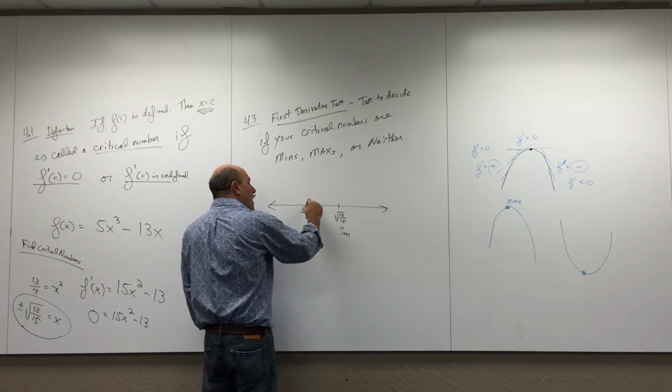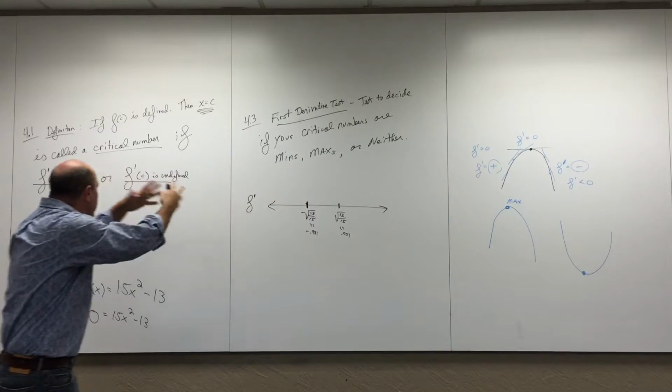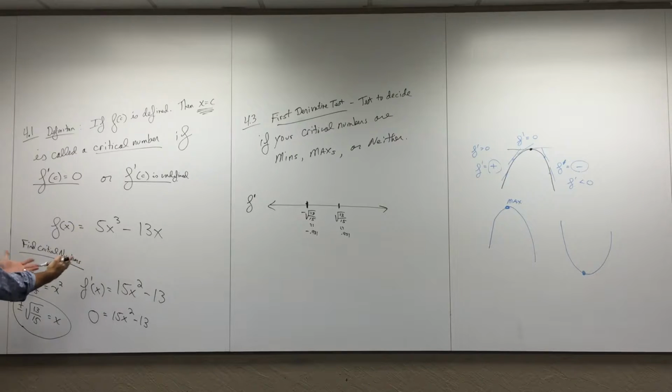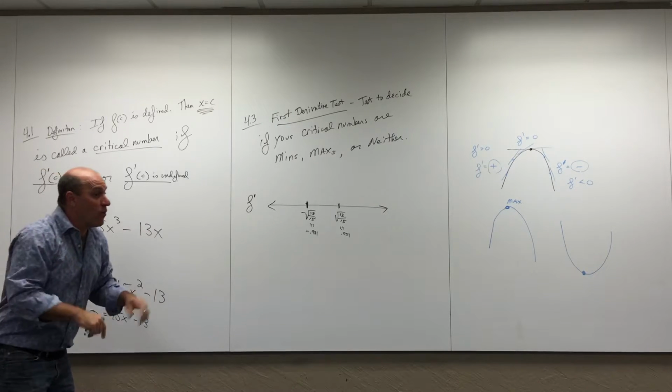All right, so what is the derivative doing at those points? The derivative is 0 at those points. They're critical numbers. I mean, that's how we found them. They're probably mins or maxes. What is the derivative doing in between those points? That's what I want to test.